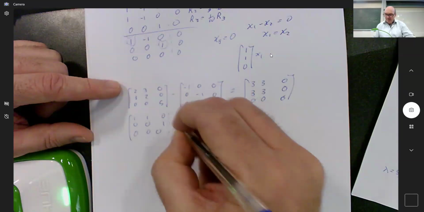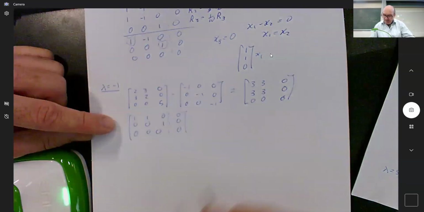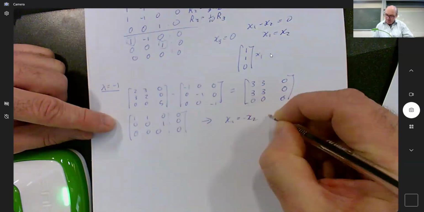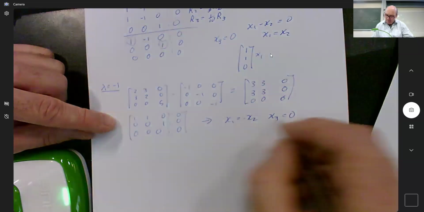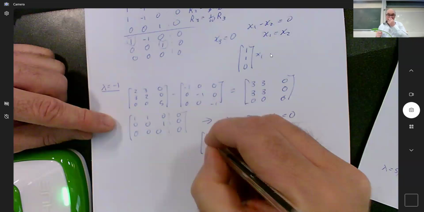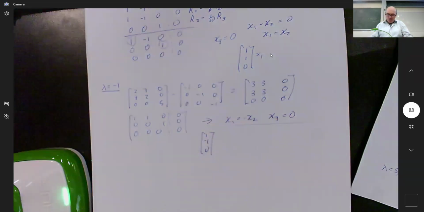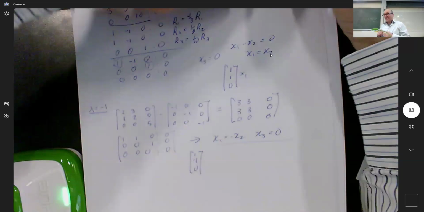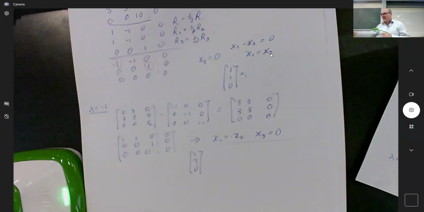Row reduced form of the augmented matrix. That is telling me that x1 is equal to -x2 and x3 is equal to 0. All right. Corresponding to the eigenvector 1, -1, 0. Okay. So that is how we go about doing this. All right. Everybody happy with it, right?